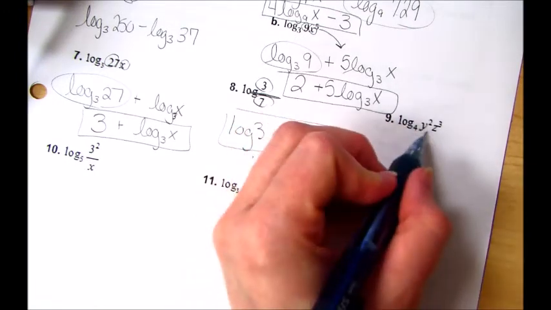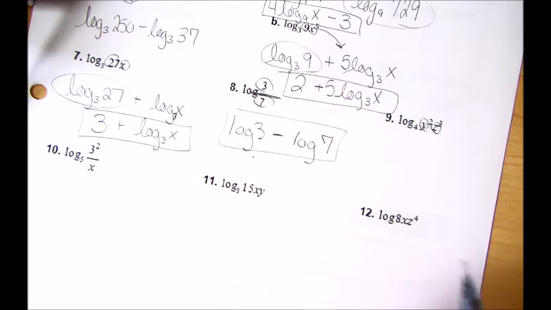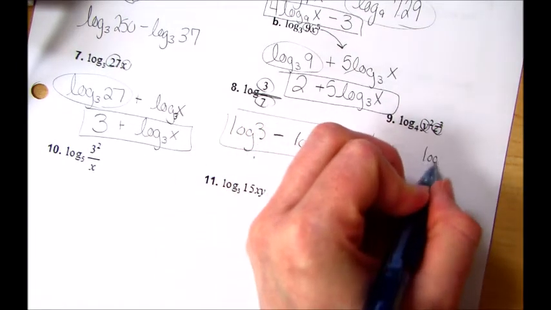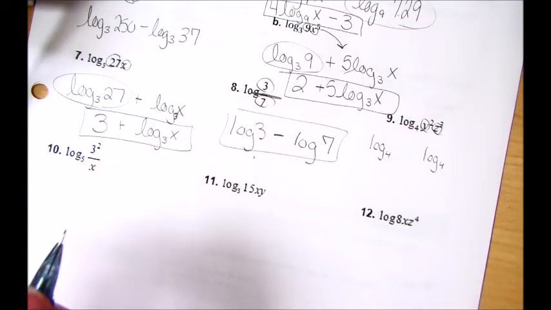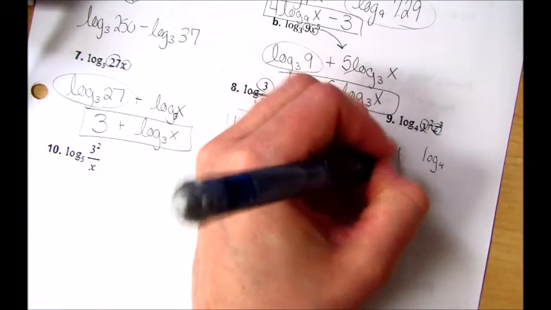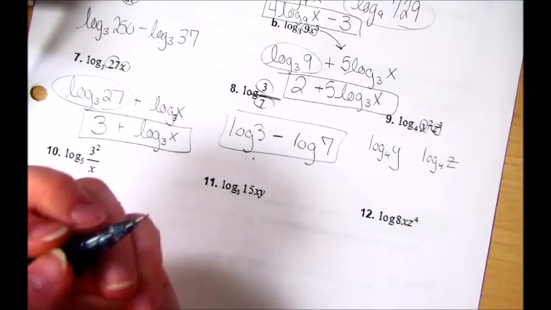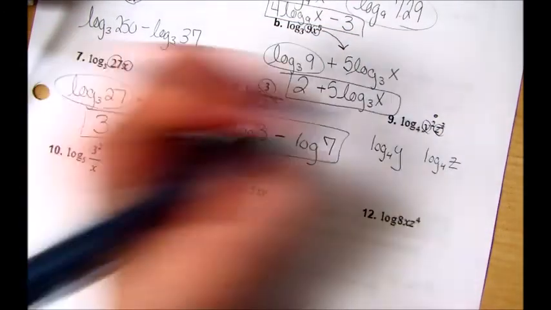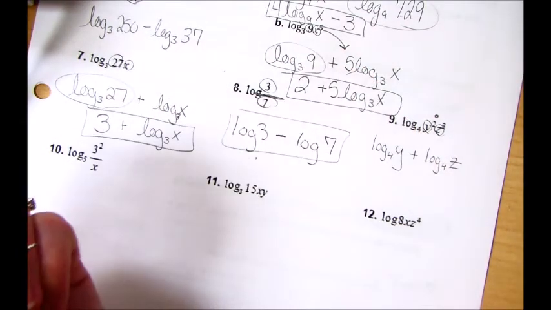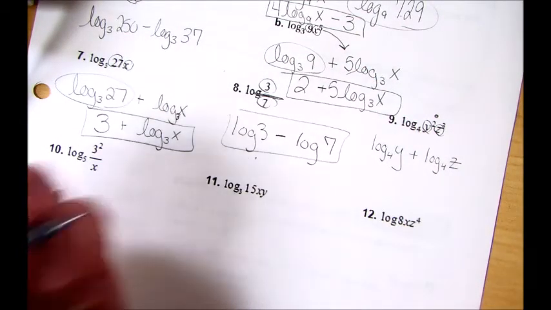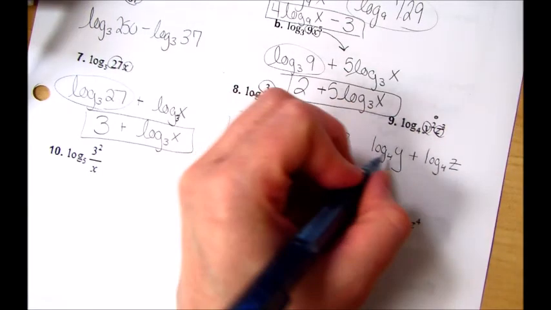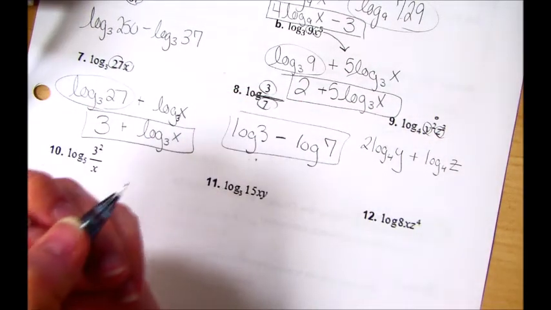Number 9, I see I'm going to need a log for the y and a log for the z. They have a little base of 4, so make sure you get that in there. Okay, so here's the one for the y, here's the one for the z. Because they were being multiplied up here, they're going to be adding down here. Multiplication means addition. Do you see that little 2 right here? He's going to plop out in front of the one with the y, because it was y squared.